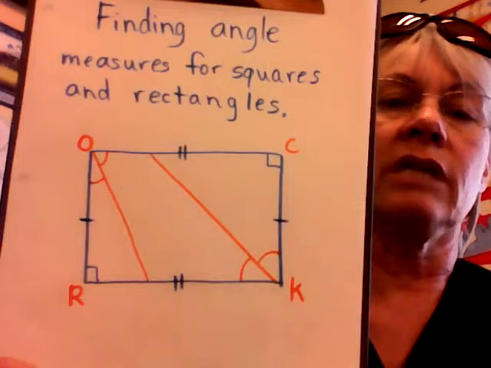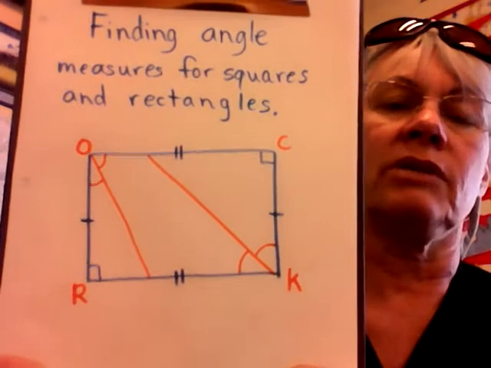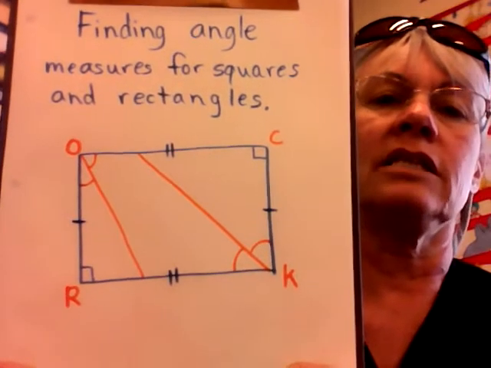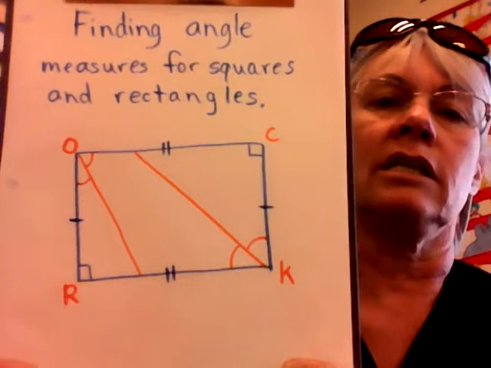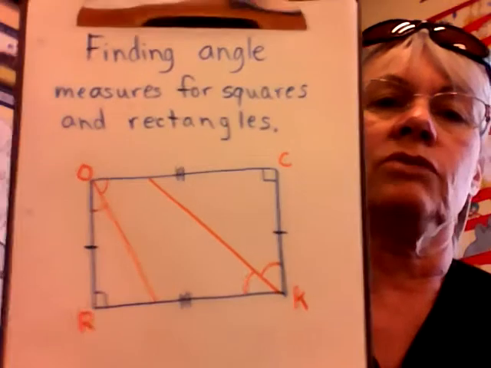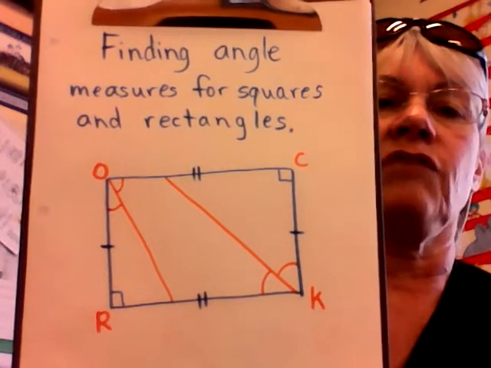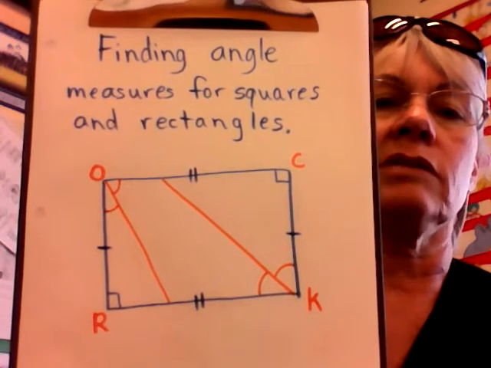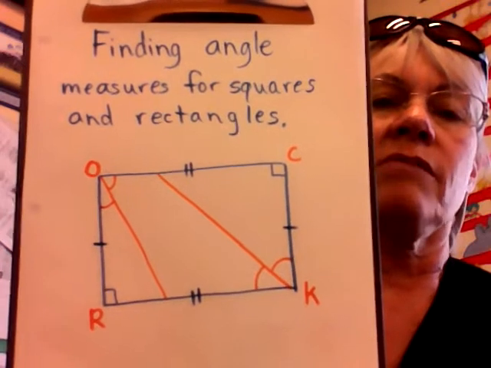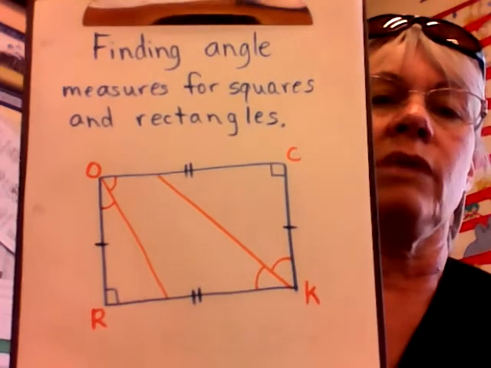We know it's a rectangle because of the tick marks, the parallel lines, and the 90-degree angles that are indicated. So as I turn the page, we're going to look at angle ROC first, and then angle CKR, and talk about how we can figure out what part of an angle is and the measurement for it without using a protractor.